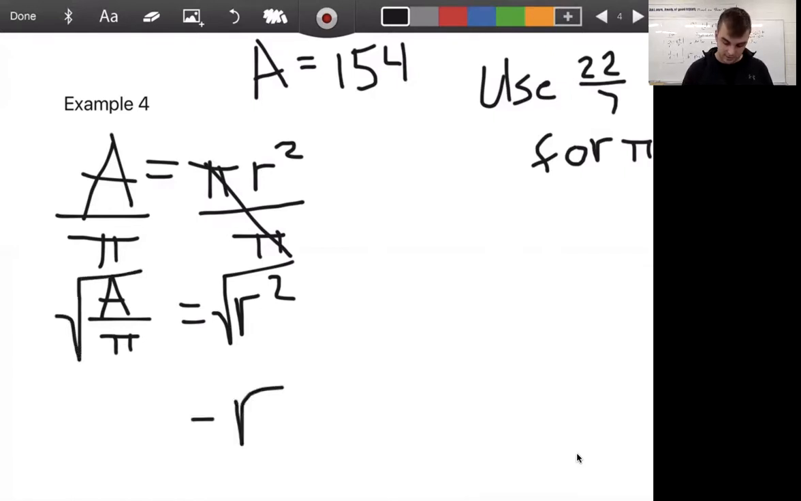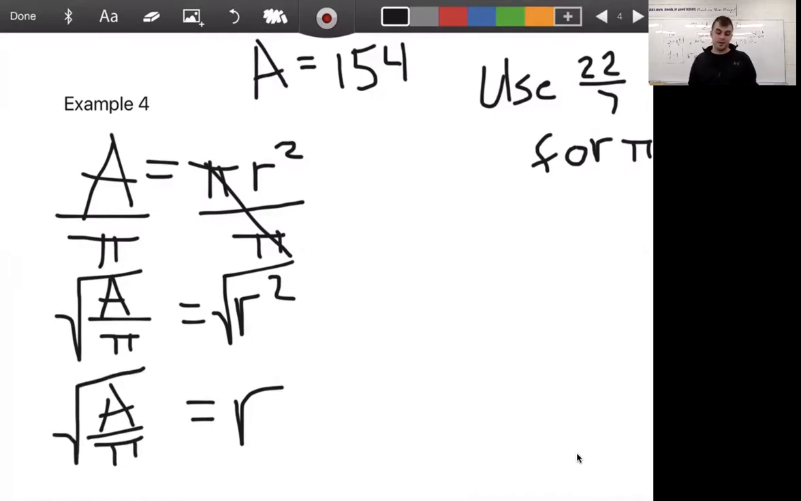So r is equal to A divided by pi, and square rooted. Now you have it figured out for r because r is all by itself on one side. So you just transform that formula, flip it around, move stuff around, all according to math rules, and have that problem now. So they're giving you the area and telling you to use 22 over 7 for pi.